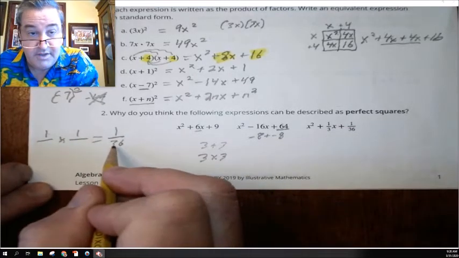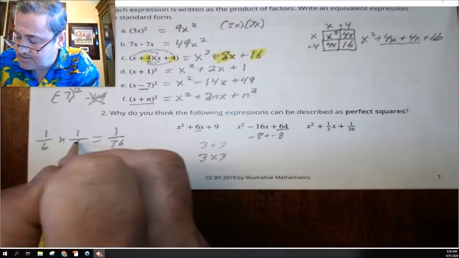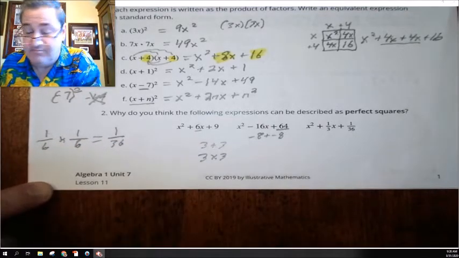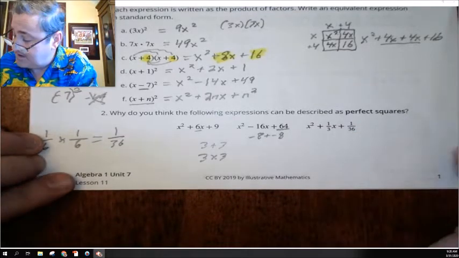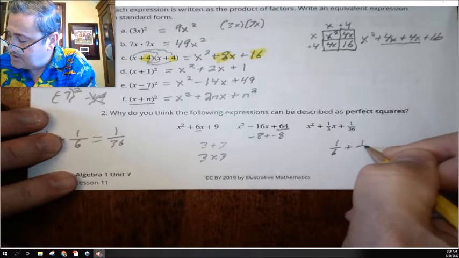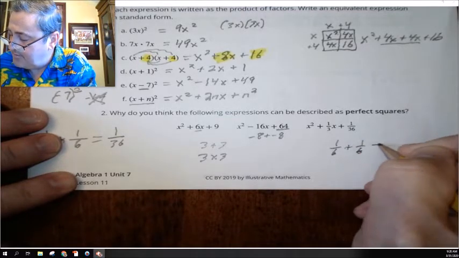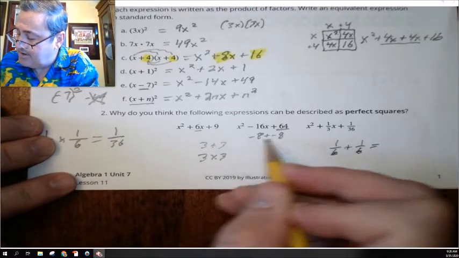What number multiplied by itself gives us 36? Well, 6 times 6 is 36. So 1/6 must be the square root that gives us 1/36. So 1/6 plus 1/6. What would that be? Because if this is working like all the others, it should equal this, right?